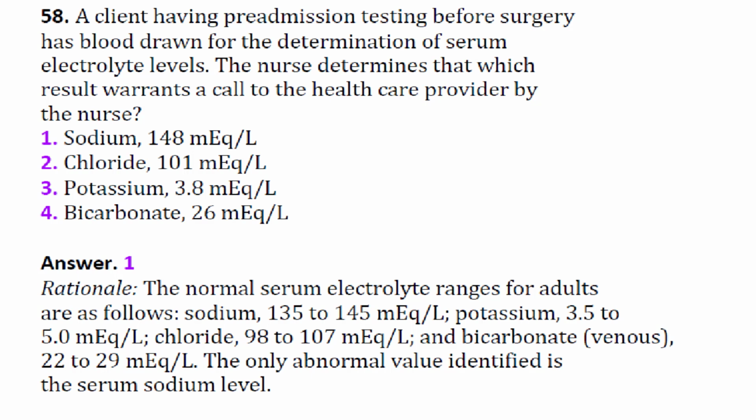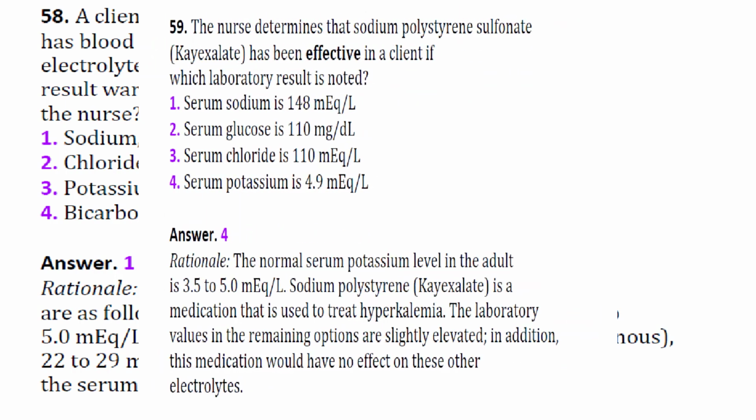Answer. 1. Rationale. The normal serum electrolyte ranges for adults are as follows: sodium, 135 to 145 mg/L, potassium, 3.5 to 5.0 mg/L, chloride, 98 to 107 mg/L, and bicarbonate, venous, 22 to 29 mg/L. The only abnormal value identified is the serum sodium level.